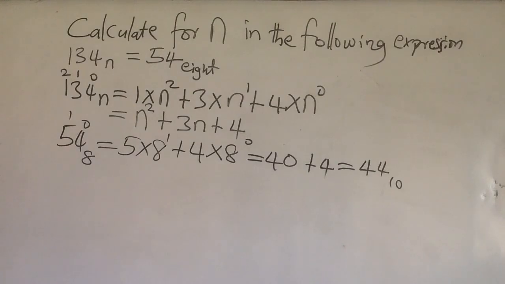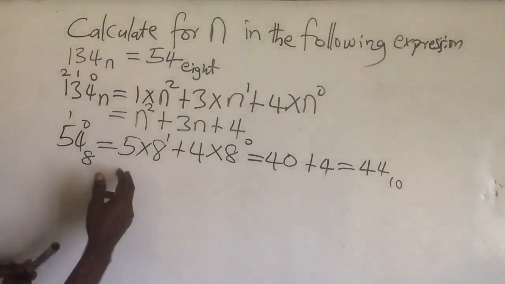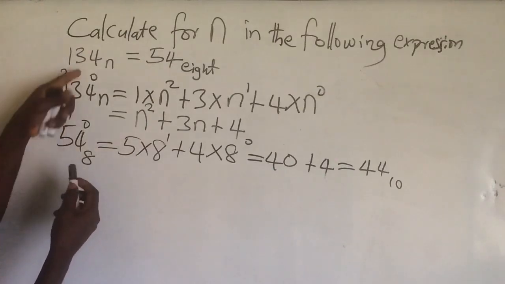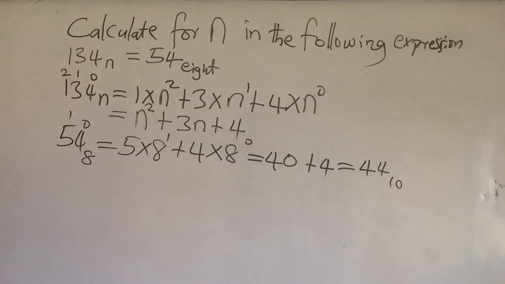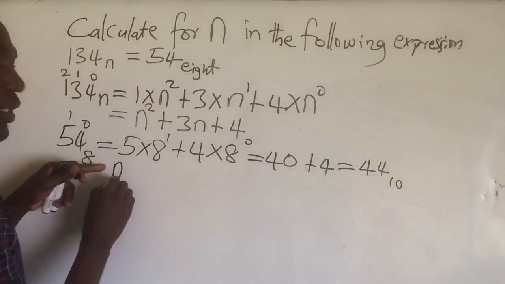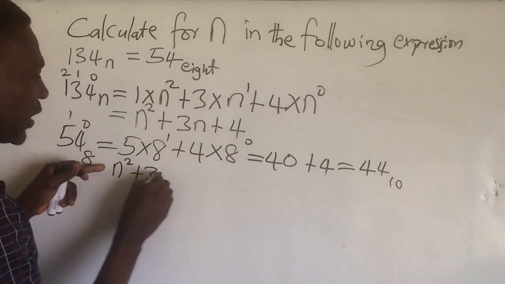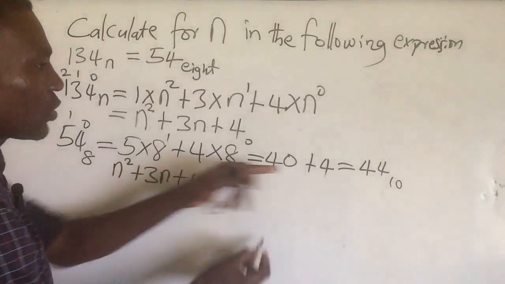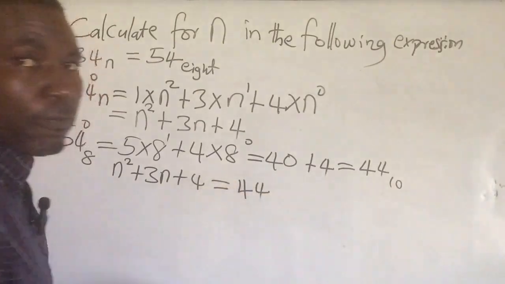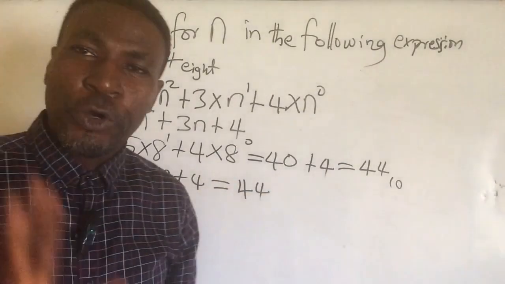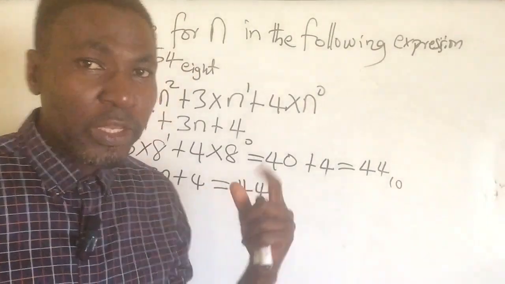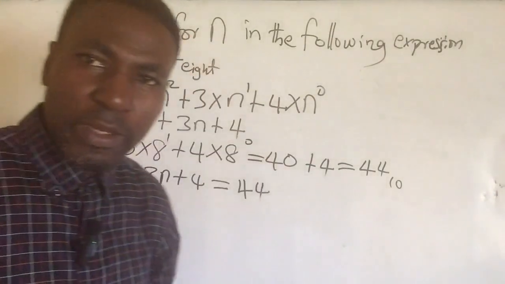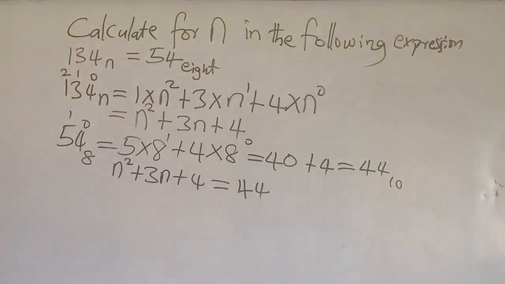So therefore, since this equals this, our equation now will become n squared plus 3n plus 4 equals 44. This is now a pure quadratic equation. Now we solve it with the quadratic equation. Remember, we are looking for n. The question says calculate for n. So let's solve with the quadratic equation.